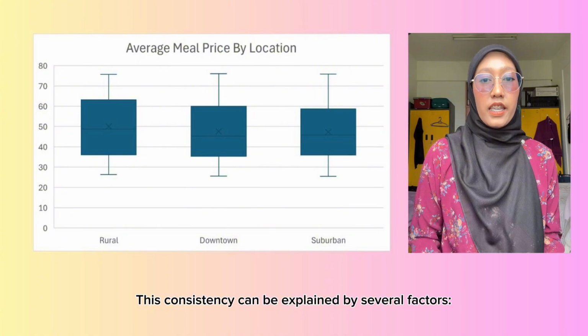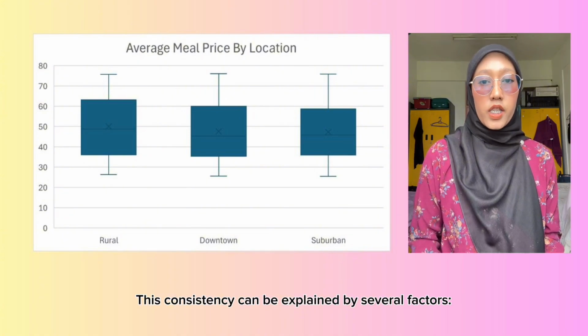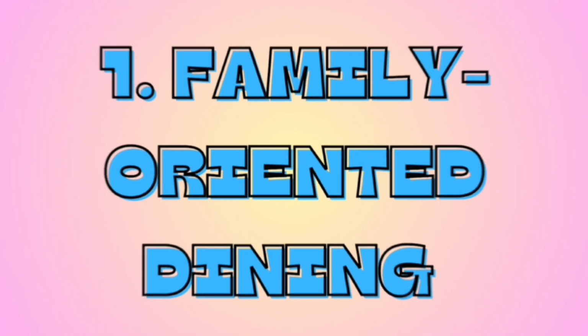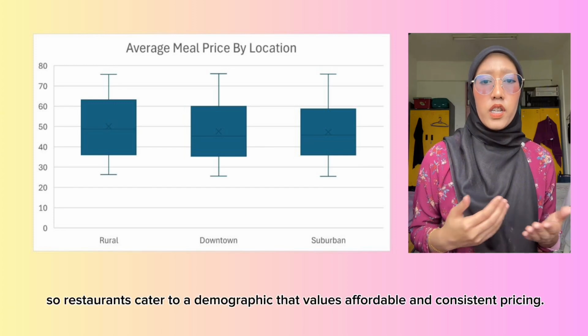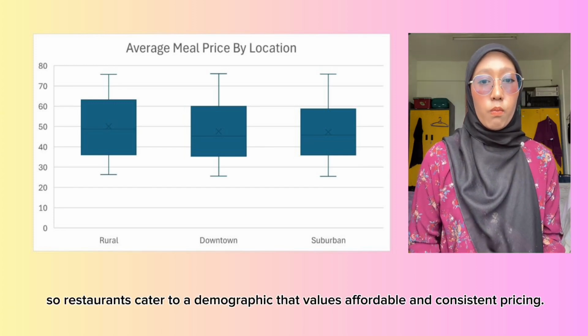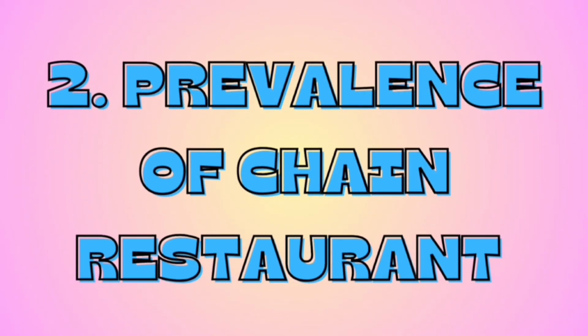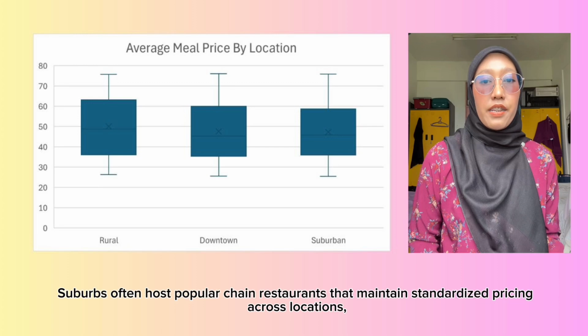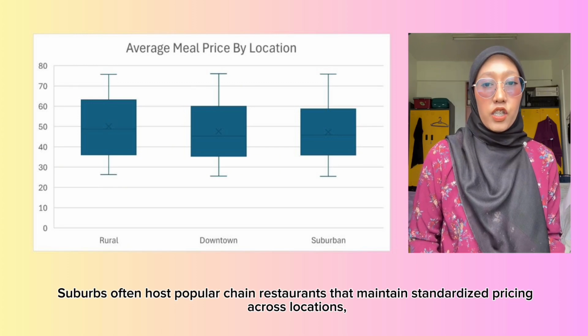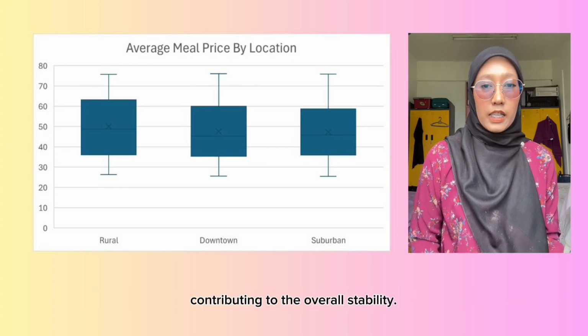This consistency can be explained by several factors, which are, first, family-oriented dining. Suburban areas are typically home to middle-income families, so restaurants cater to a demographic that values affordable and consistent pricing. The second factor is the prevalence of chain restaurants. Suburban areas often host popular chain restaurants that maintain standardized pricing across locations, contributing to the overall stability.